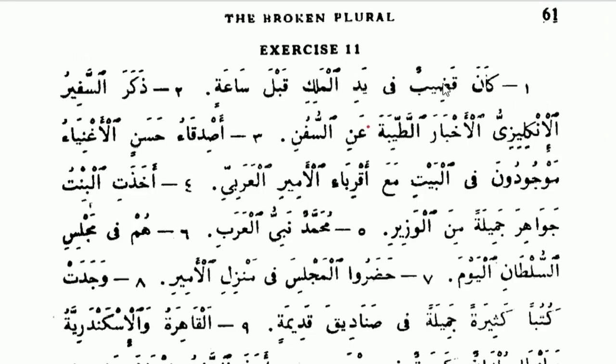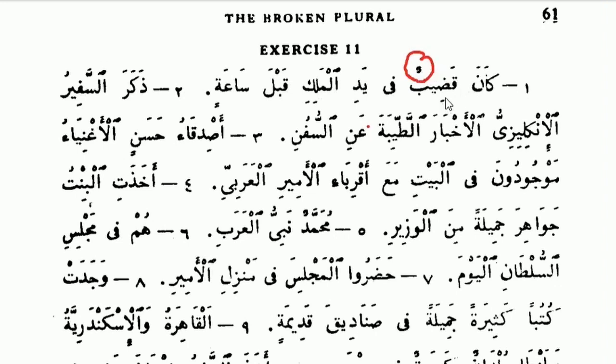Question 1. كان قضيب في يد المالك قبل ساعة. كان is the verb to be for the past tense. قضيب is nominative. It has two dhammas. It's what we call in Arabic the rough state, or in English the nominative state. And as we covered before, it is the subject of kana, the file. File is always in the nominative state. Kana qadibun means a stick was. Qadib means a stick or staff.